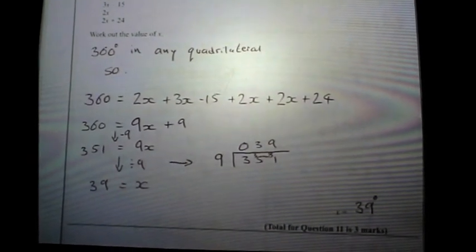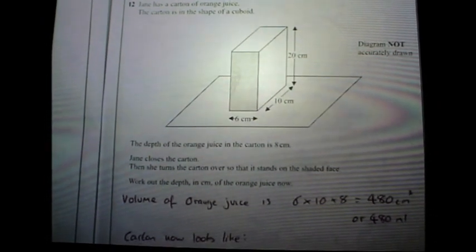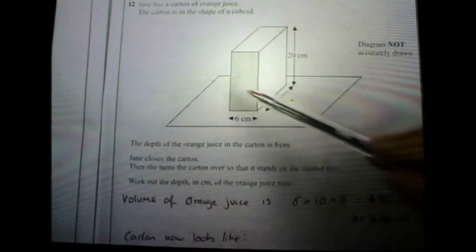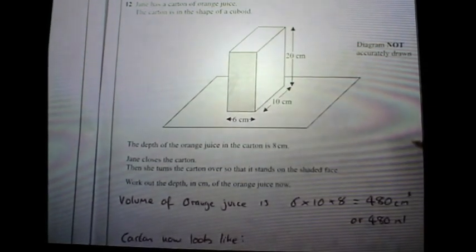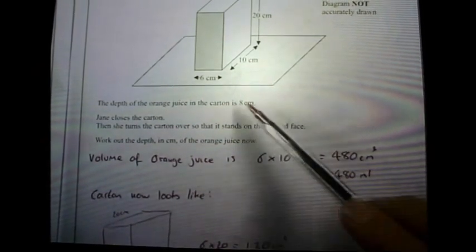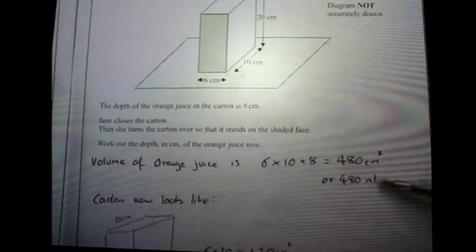3 marks for that. Jane has a carton of orange juice in question number 12. The depth of the orange juice at the moment is 8 centimetres, so that'd be roughly around there, I reckon. She's going to flip the carton over this way, so it lands on this side here. Work out the depth in it now. First thing you've got to do, the volume of the orange juice in the carton. So volume is width times depth times height. There's your width, there's your depth, and there's your height, because it says it's 8 centimetres deep. So the volume is 480 centimetres cubed, or it is 480 millilitres if you want.